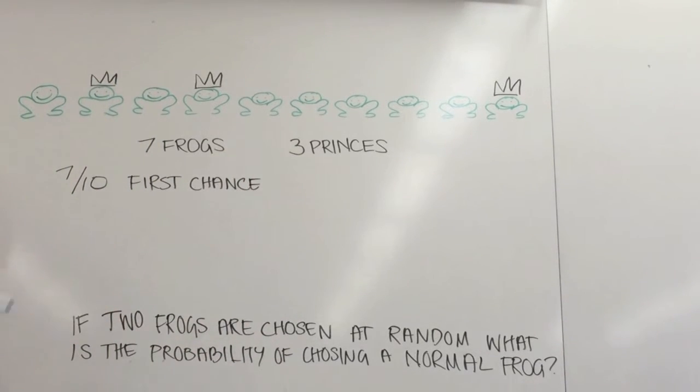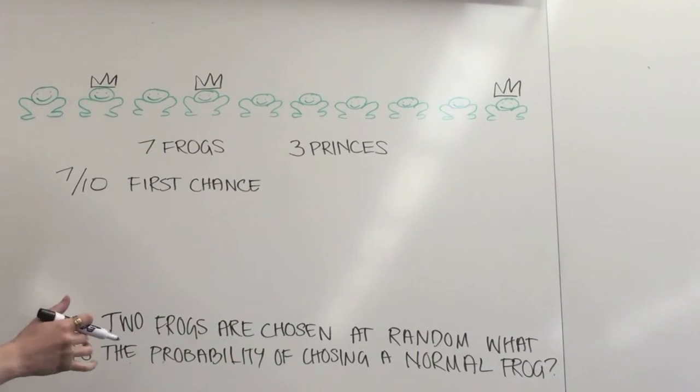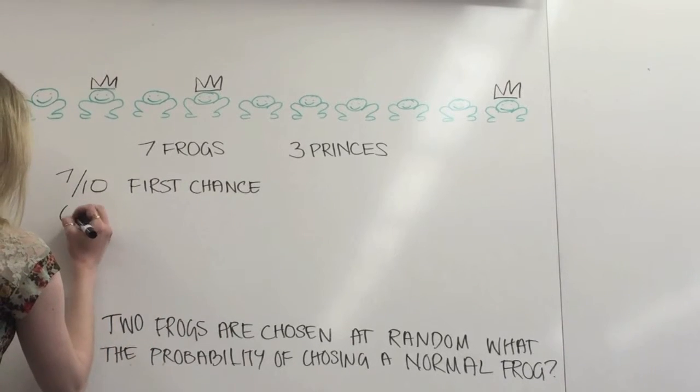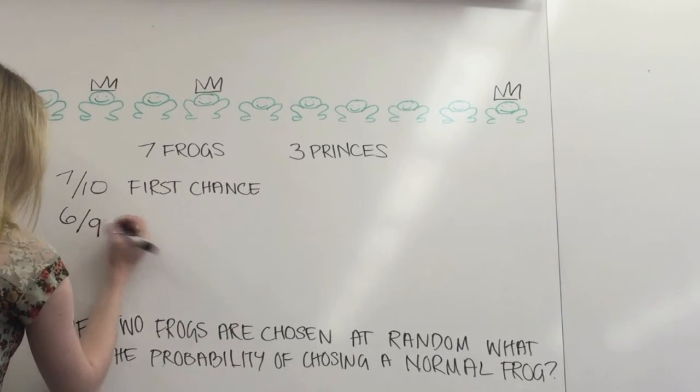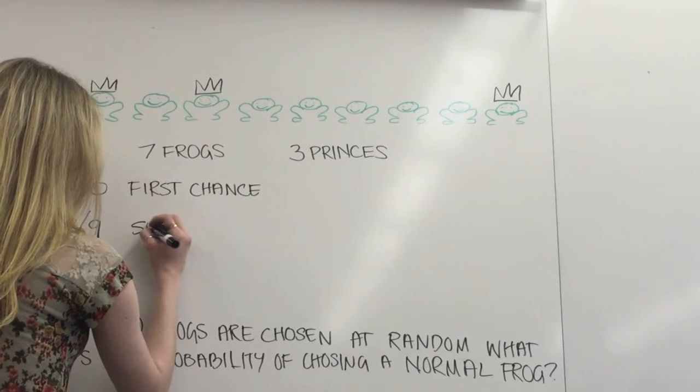We're going to have 7 out of 10 on the first chance. And then since we're not putting that frog back into the group, we're only going to have 6 out of 9 for that second chance.